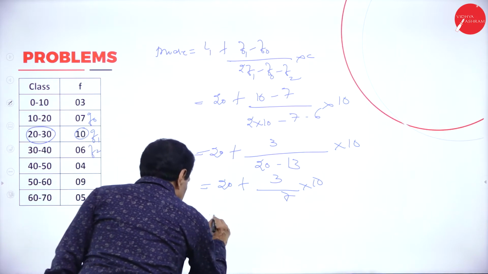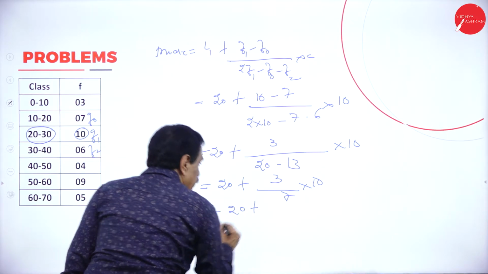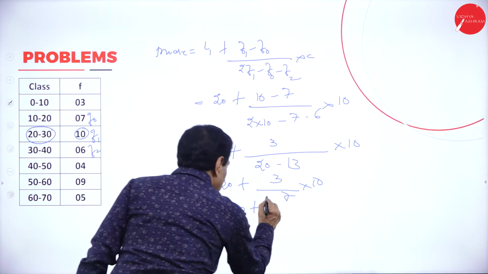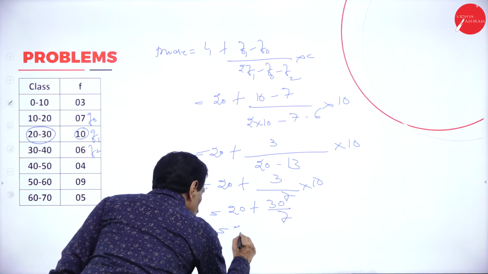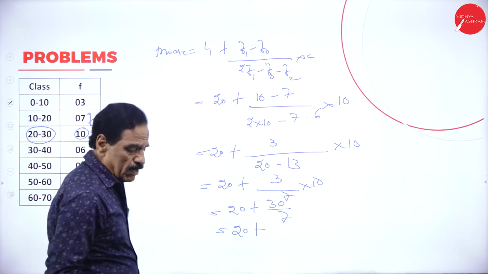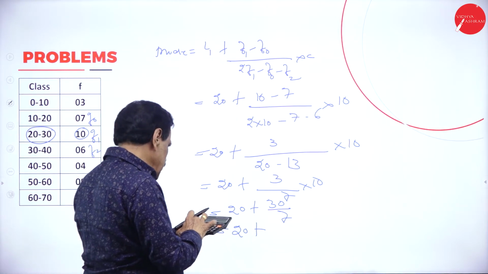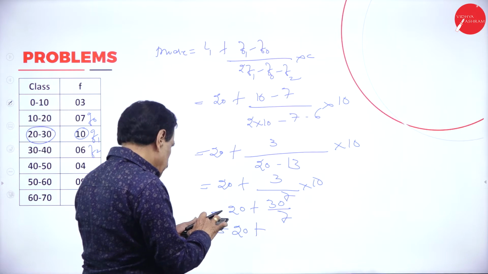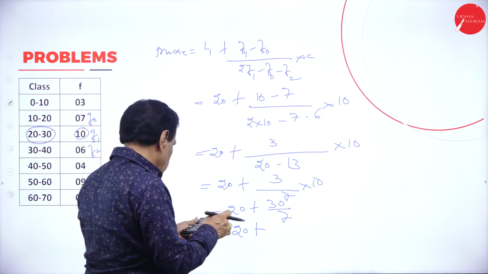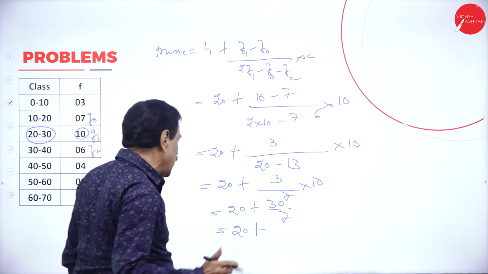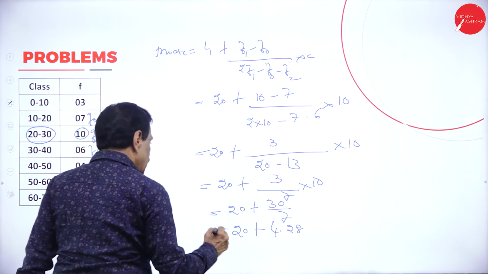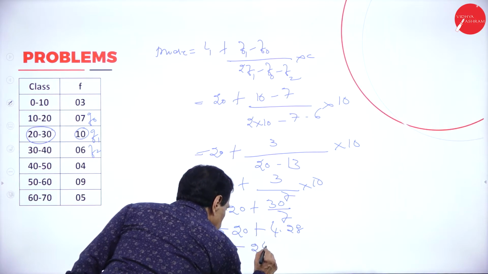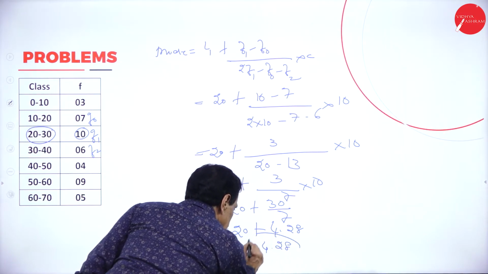Now, 20 multiply 10 is 30, divided by 7. Simplify this. 30 divided by 7 is equal to 4.28. Add it, it is 24.28. This is your mode.